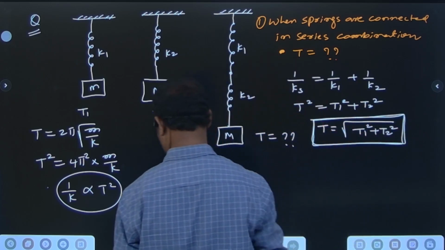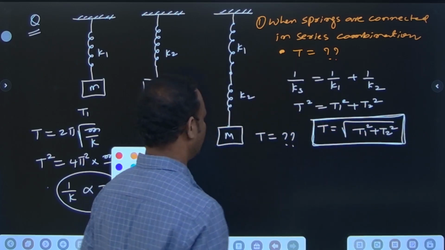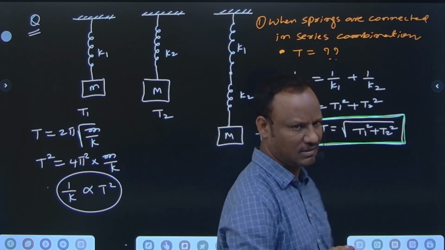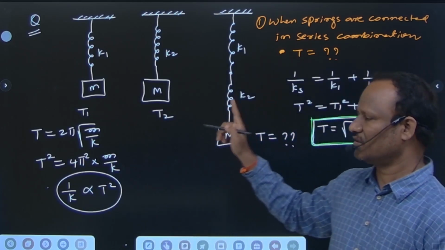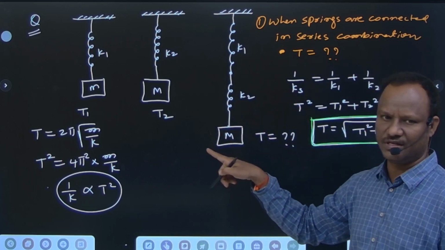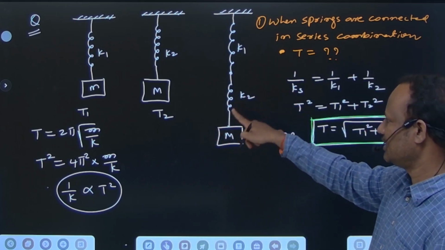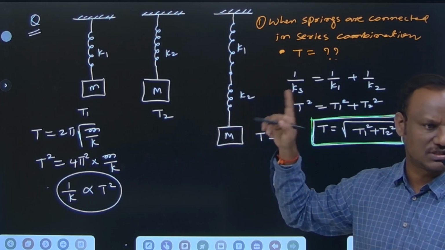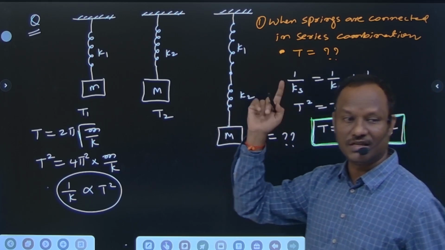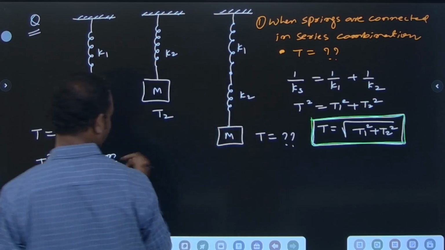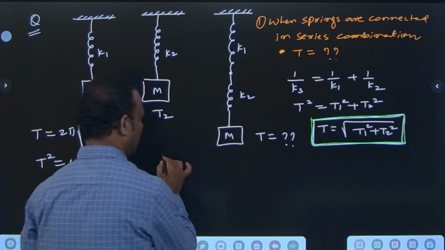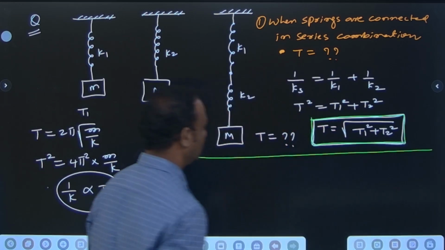You have a direct question. One spring is taken, and a mass M is connected. Spring constant is K1, time period is T1. Next, the same mass is connected to another spring, time period is T2. When they are connected in series combination, what is the effective time period? T is equal to under root of T1 square plus T2 square. Now you answer my question.